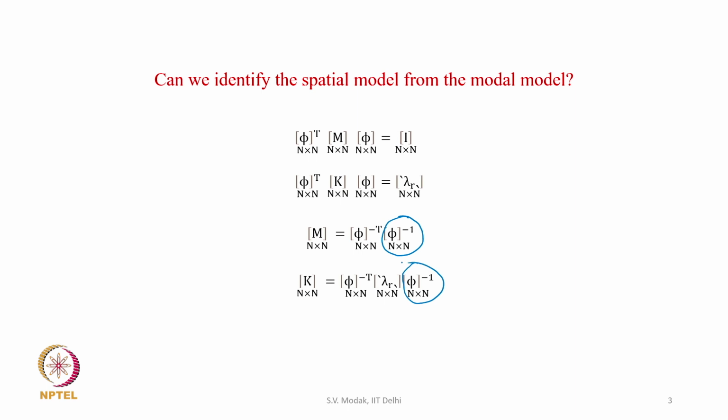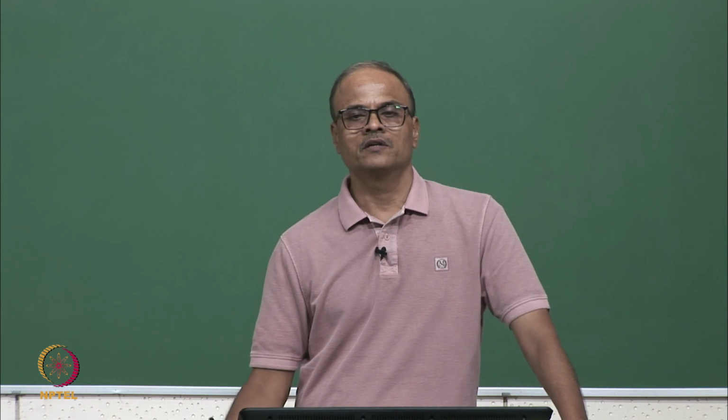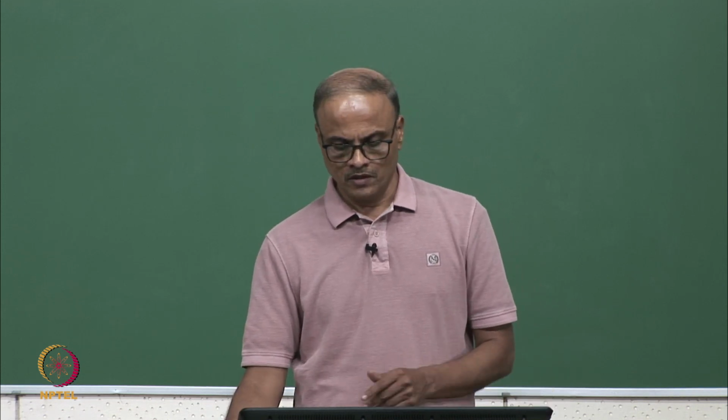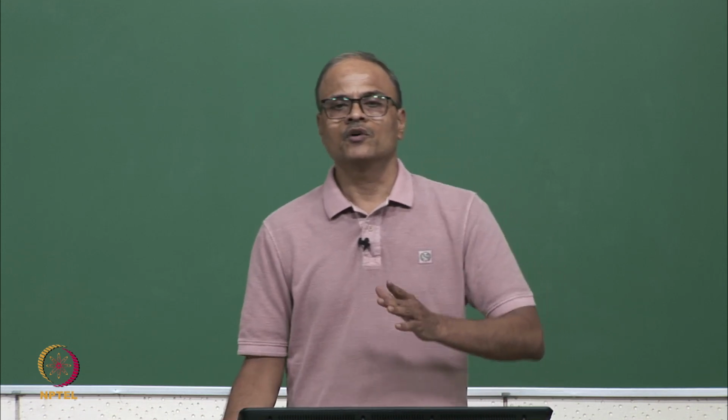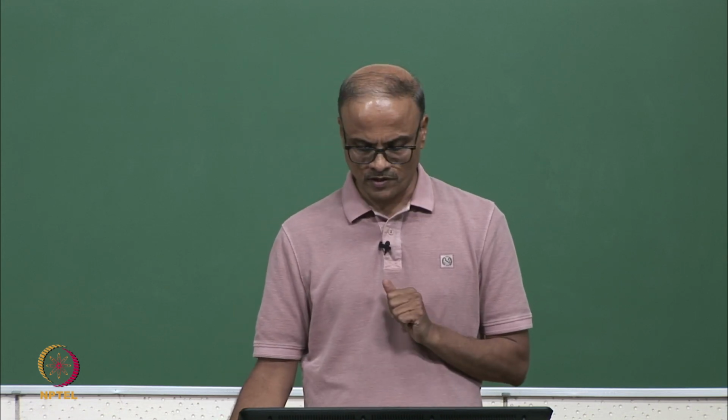Now, the eigenvector matrix can be inverted if it is a square matrix, and we just saw that the eigenvector matrix obtained from the experimental modal analysis is incomplete. So, it is of order small n by small m, where small n is the number of degrees of freedom where the measurements have been taken, and small m is the number of modes that have been identified in EMA. Therefore, the eigenvector matrix is a rectangular matrix and the inverse cannot be taken. That is one reason for which we cannot use these relationships to identify the mass matrix and stiffness matrix.